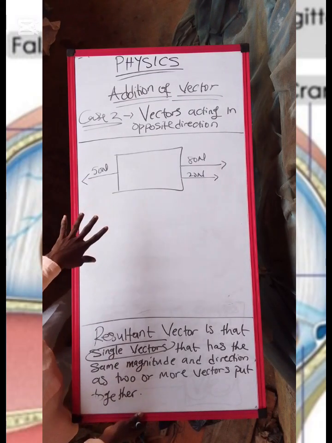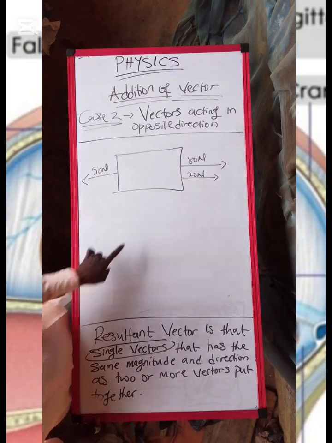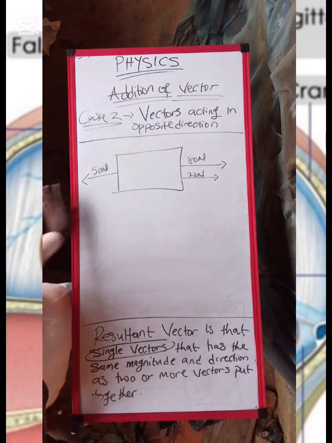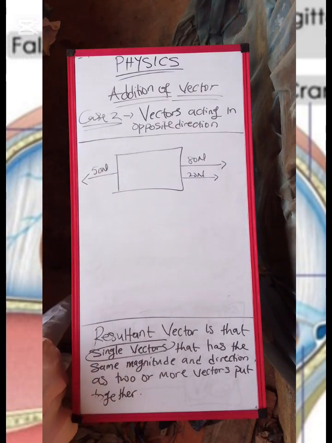This illustration is what we're going to be working with. Look at this illustration. You can see that 80 Newton and 20 Newton are pushing the object towards the east. 50 Newton is pushing it towards the west. At this point, how do we get the resultant?